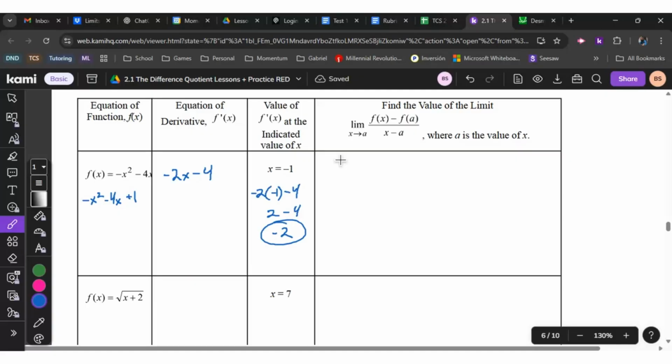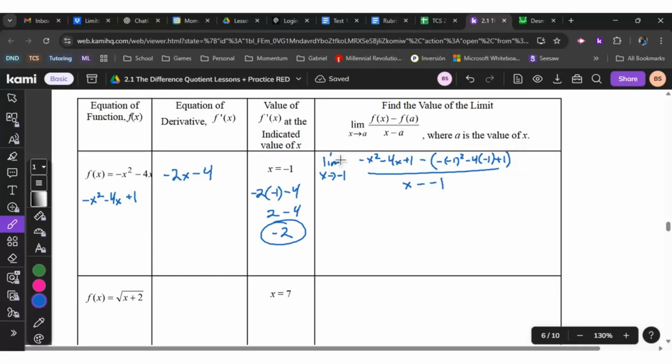Then let's find the value of this particular limit. All right, this is new. We haven't done this. The limit as x approaches negative 1 of f of x, which is negative x squared minus 4x plus 1, minus f of a. Meaning, let's use some parentheses to make it easier on us. This is going to be negative 1 squared minus 4 times negative 1 plus 1 all over x minus negative 1. Minus negative 1 squared.